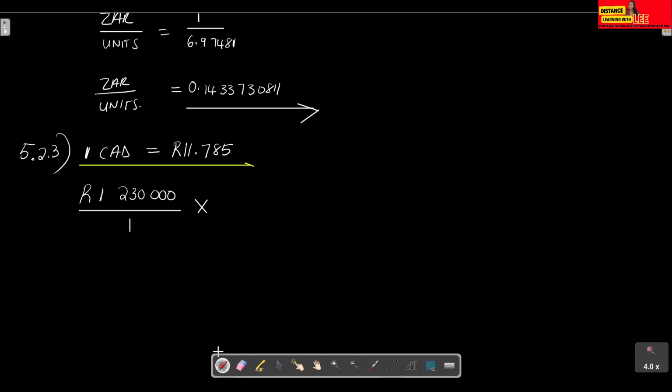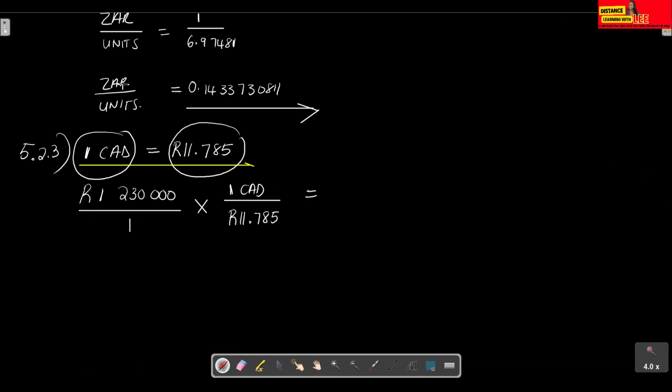Then we need to multiply by what we want. We want the units in Canadian dollars. So we're going to multiply by 1 CAD. Then we are going to divide it by what we have, and in this case, we've got our units in rands. So we're going to divide it by 11 rand 785 cents. If you punch this into your calculator, you can just punch it as 1,230,000 divided by 11.785, or you can punch it as 1,230,000 times 1 divided by 11.785.